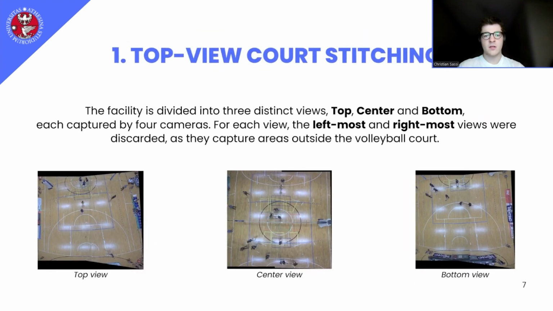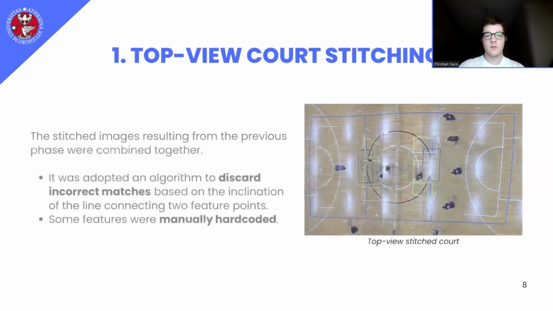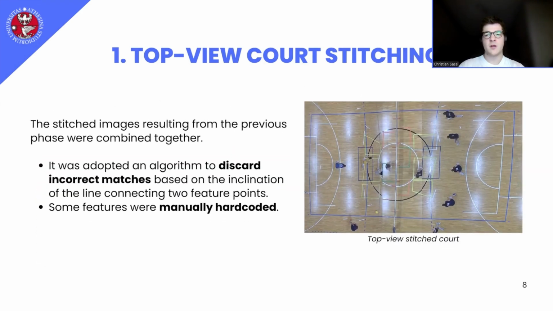For the first goal, the facility is divided into 3 views: top, center, and bottom, each captured by 4 cameras. We discarded the leftmost and rightmost views, stitching only 2 cameras per view. The stitched top, center, and bottom views were then combined together. To handle complexity, we have developed an algorithm that discards incorrect matches based on inclination, and, additionally, some features were manually hard-coded.